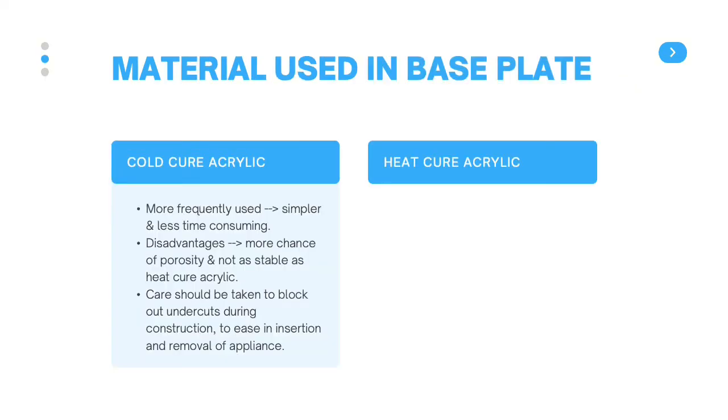What materials are used in the base plate? Usually, we use either cold cure acrylic or heat cure acrylic, but cold cure acrylic is most commonly used because it is simple and less time consuming. The disadvantages are more chance of porosity and it is not as stable as heat cure acrylic. Care should be taken to block out undercuts during construction to ease insertion and removal of the appliance.